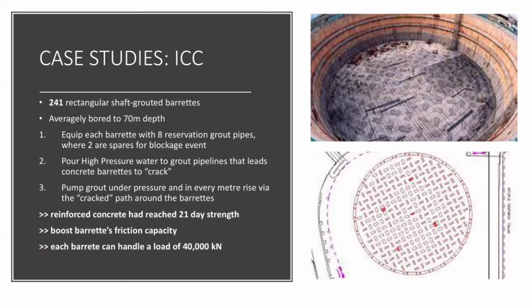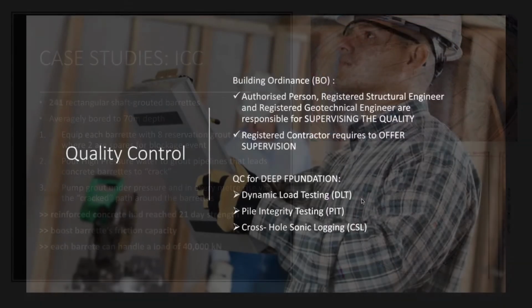After the barrettes were cracked by pouring high-pressure water through the grout pipelines, the grout was pumped under pressure in every meter's rise via the crack path around the barrettes once the reinforced concrete had reached 21-day strength. The presence of an additional shaft-ground interface boosts the barrette's frictional capability. Each barrette can handle a load of 40,000 kilonewtons.